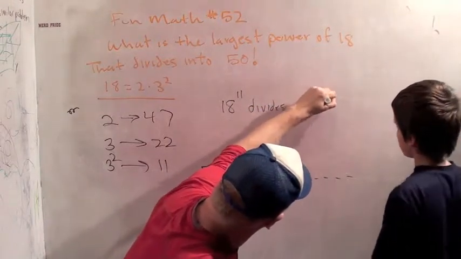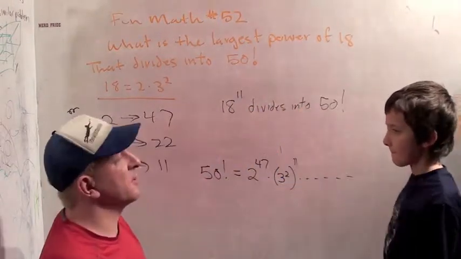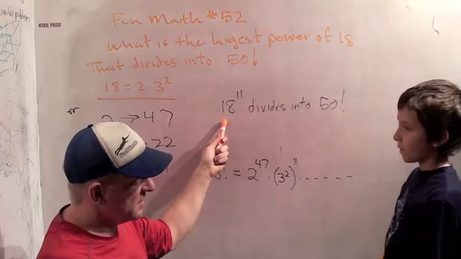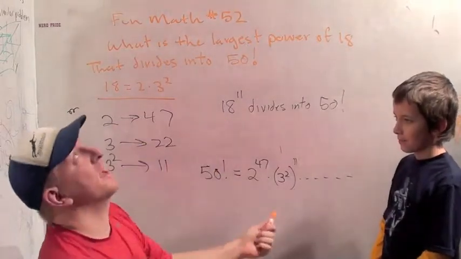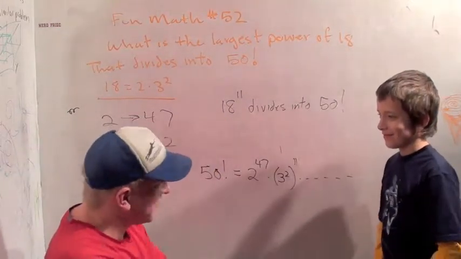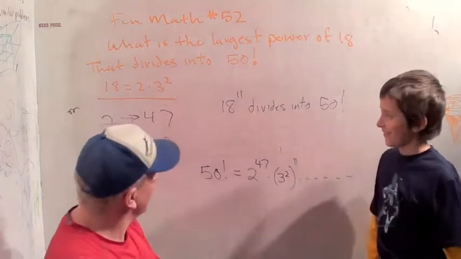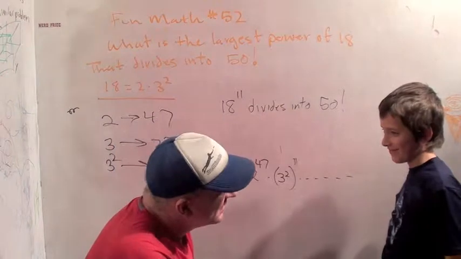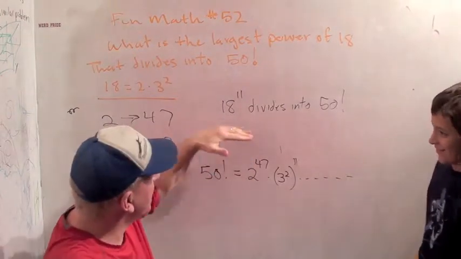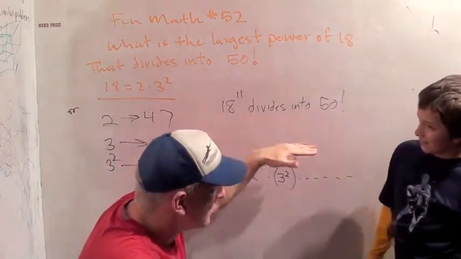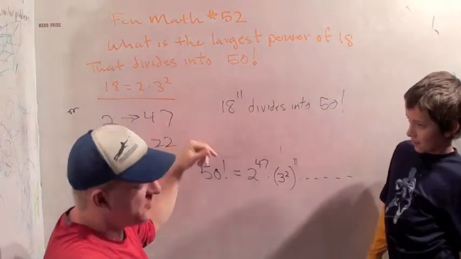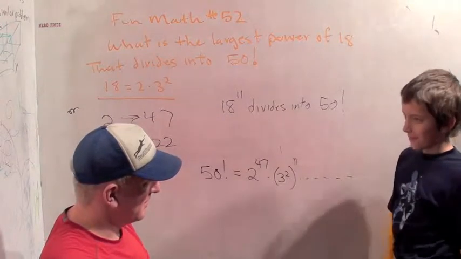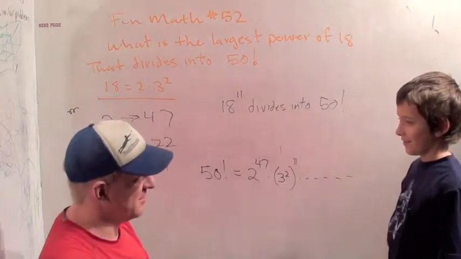Now this is pretty cool for a couple of reasons. Number one is, do you know what 18 to the 11th is? No. Do you know what 50 factorial is? No. So we don't know what either one of these numbers is. If 50 factorial walked in our front door right now, we wouldn't even know. It'd probably take a long time because it's a big number.